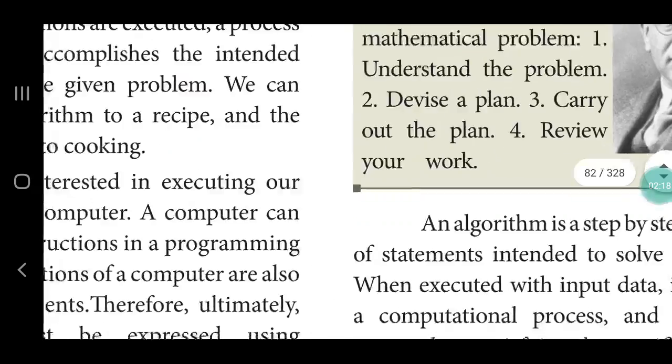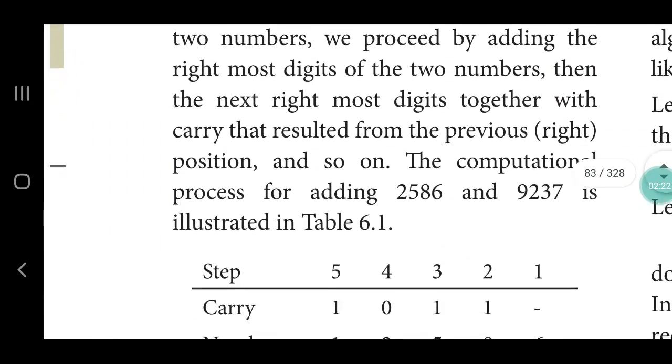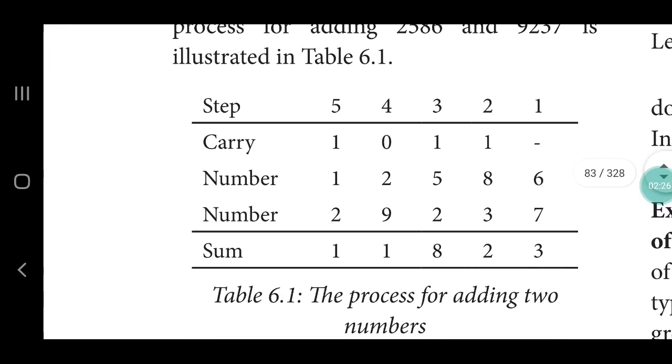In your book, they have given one example for adding 2 numbers. Here we have used 5 steps. This is an ordinary mathematical problem, just adding numbers. Number 1 is given as 1, 2, 5, 8, 6 and number 2 is given as 2, 9, 2, 3, 7 and we have just added them, and the carry should be mentioned on the top.